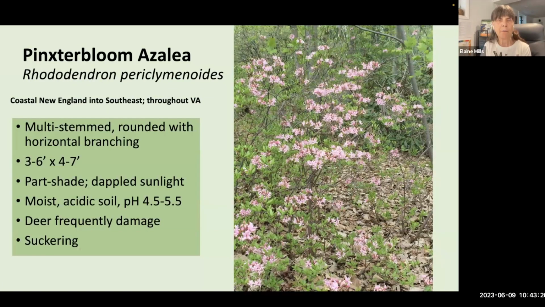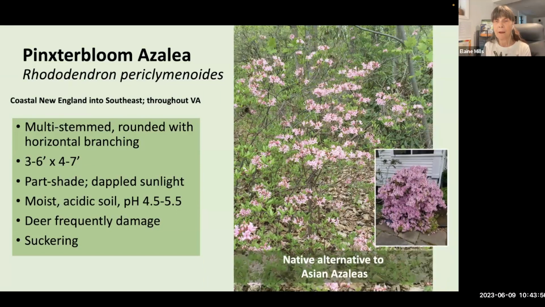Pinkster bloom azalea, Rhododendron periclymenoides, is a multi-stemmed plant with horizontal branching. It's somewhat shorter at 3 to 6 feet in height, and it's definitely going to prefer our understory conditions of part shade with dappled sunlight. Note that this is going to grow in very acidic soil with a pH ranging from 4.5 to 5.5. A great native alternative to the Asian azaleas. You could use it in foundation plantings, in butterfly gardens, or as it appears here in a woodland garden.